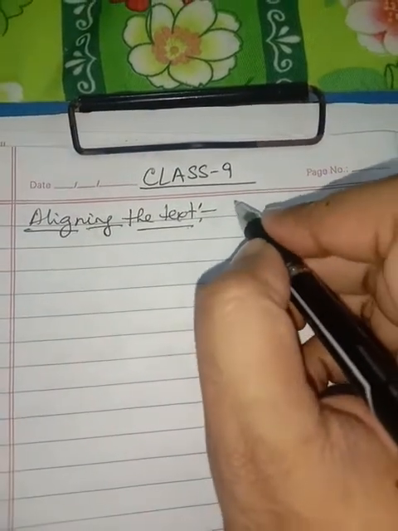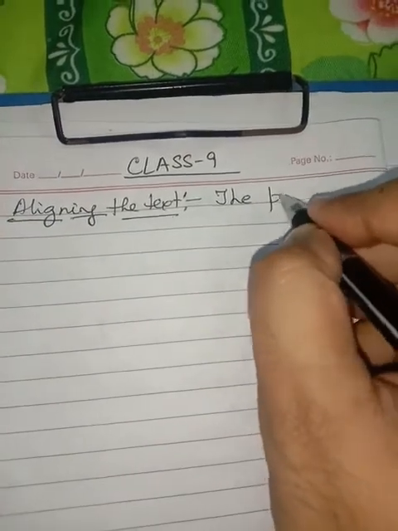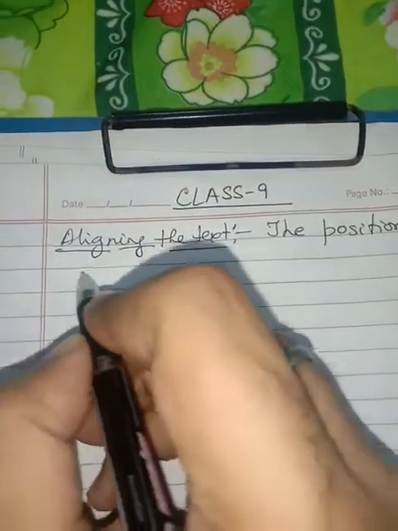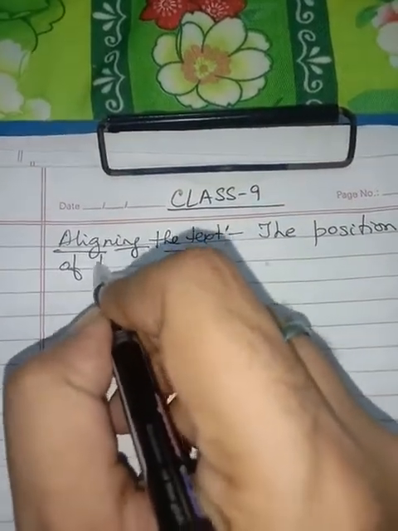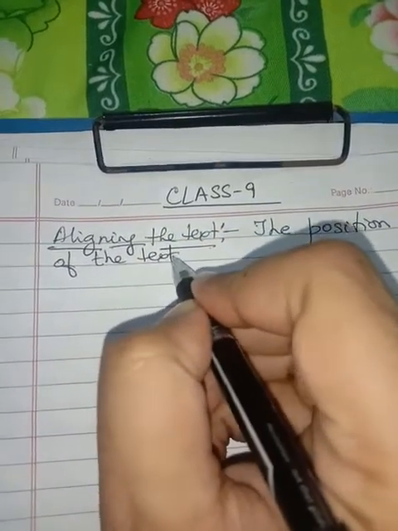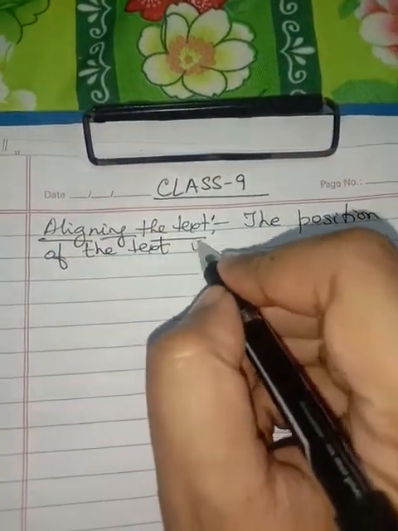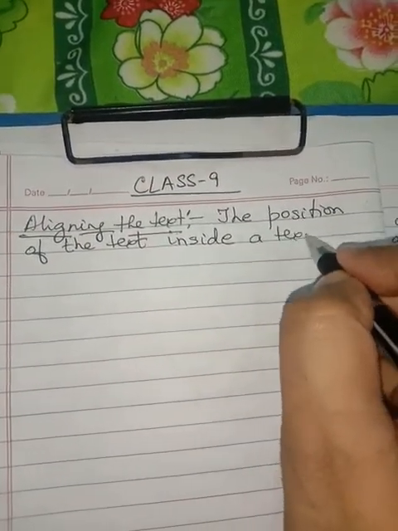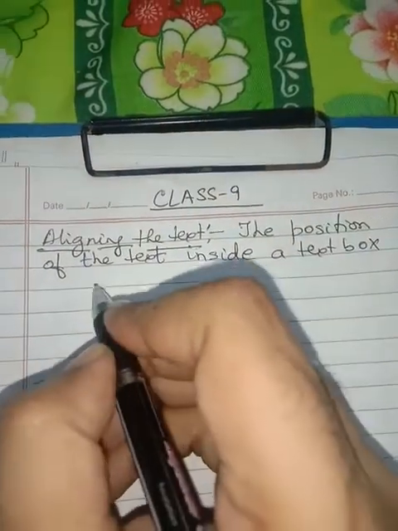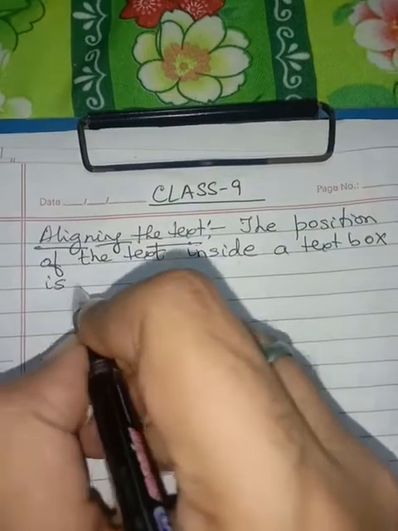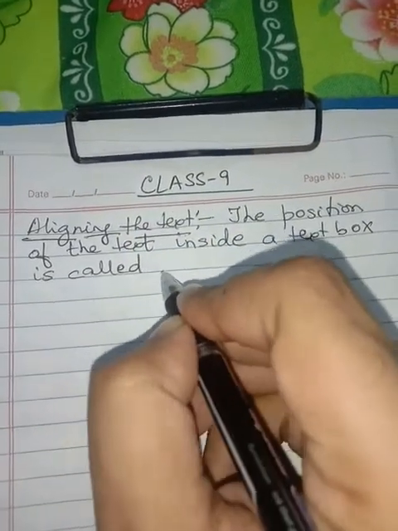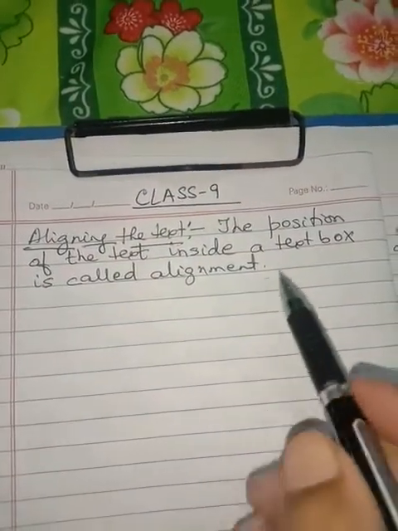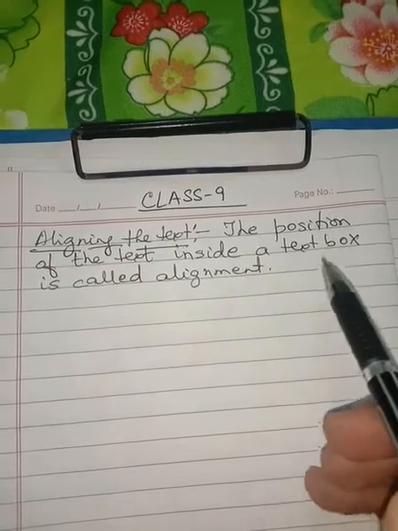So the position of the text inside a text box is called alignment. So what is alignment? The position of text inside a text box is called alignment.